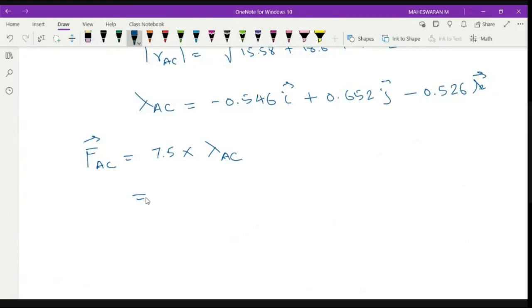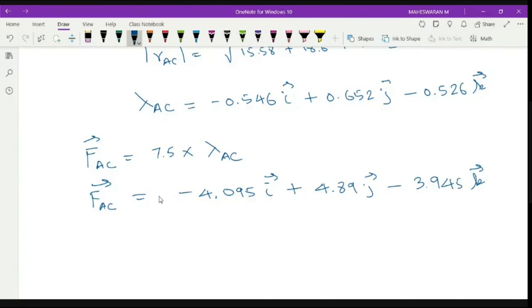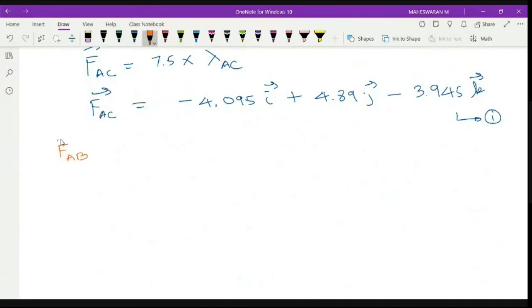0.546, right? We are getting minus 4.095 I vector plus 0.652 into 7.5. So 4.89 J vector minus 0.526 into 7.5, 3.945 K vector. This is my FAC, right? So any doubt on finding out FAC? Okay, now we will go for proceeding with FAB.